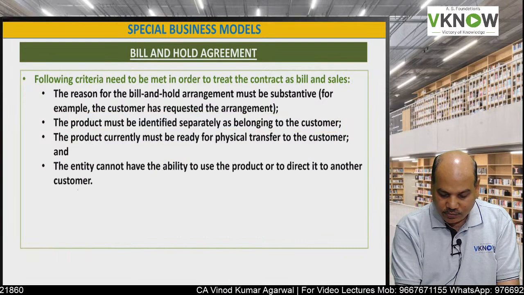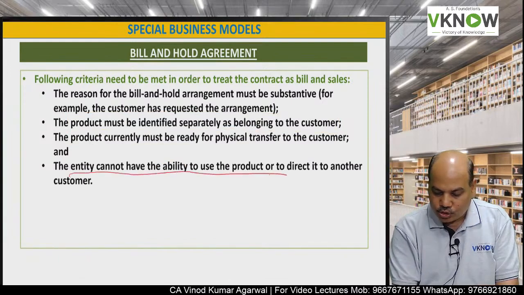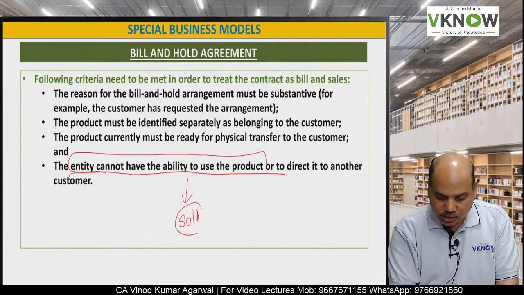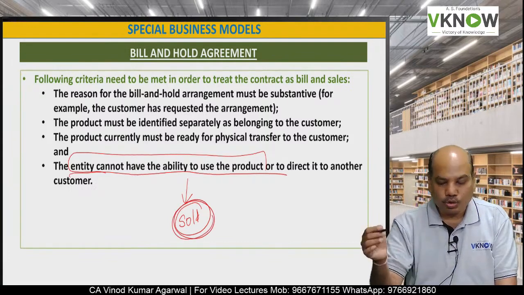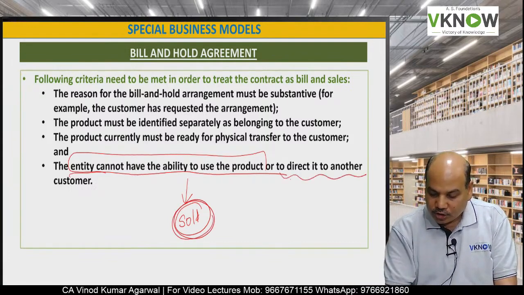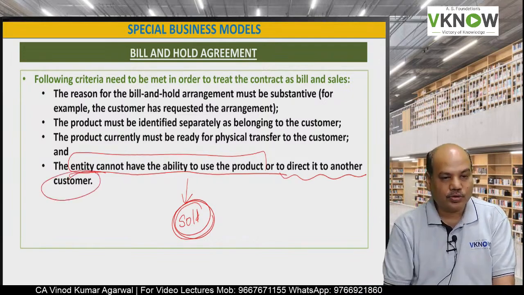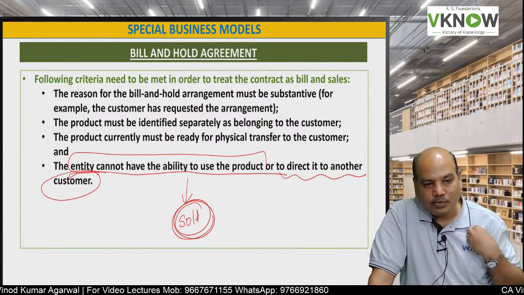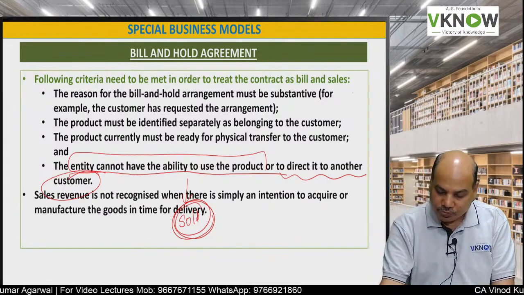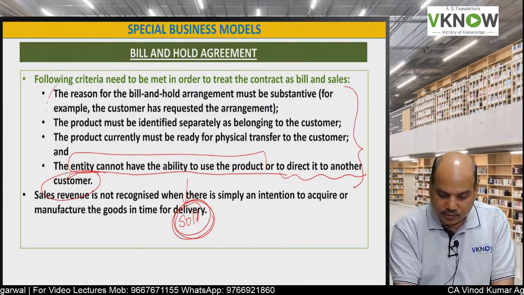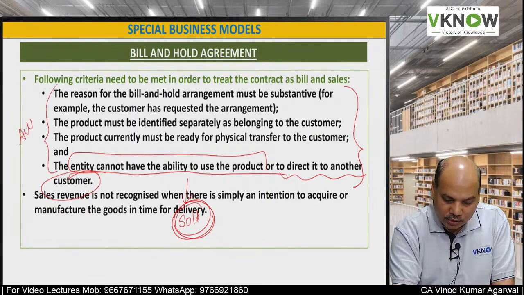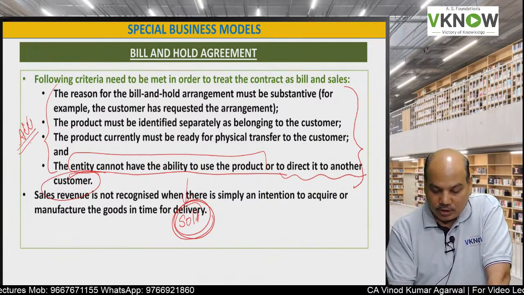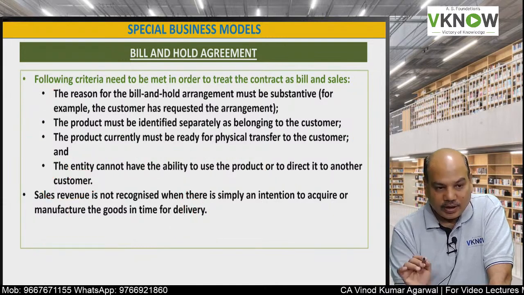And the next condition is, the entity cannot have the ability to use the product. So once the product is sold, the entity cannot use it for its own purpose, or direct it to another customer. The product which has been sold cannot be used by the entity itself, and cannot be sold to another customer. Here all conditions are required to be satisfied. If all conditions are satisfied, then the revenue will be recognized.